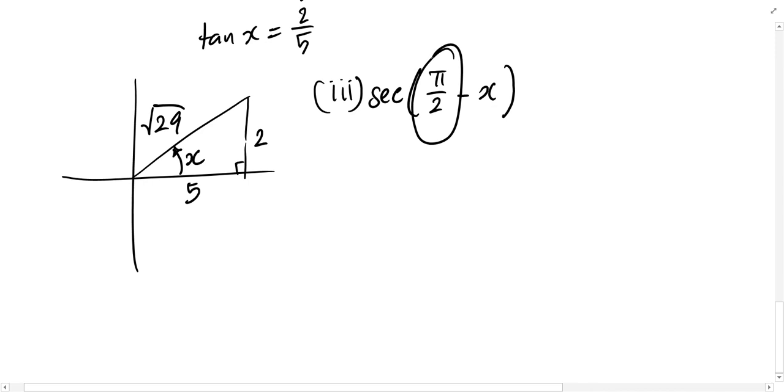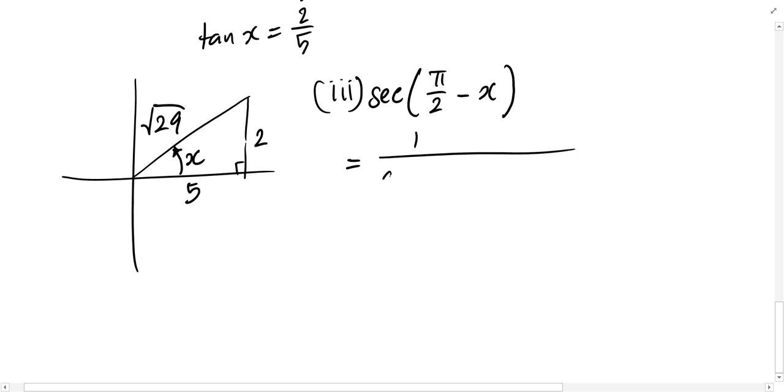You see this pi over 2? Without degrees. So what mode are we using? Radian. Pi over 2, if you want to convert it to degrees, what will it be? How many degrees is pi over 2 radian? 90 degrees. It is simply 90 degrees. Okay. Now, secant. What is the first thing that we can do?